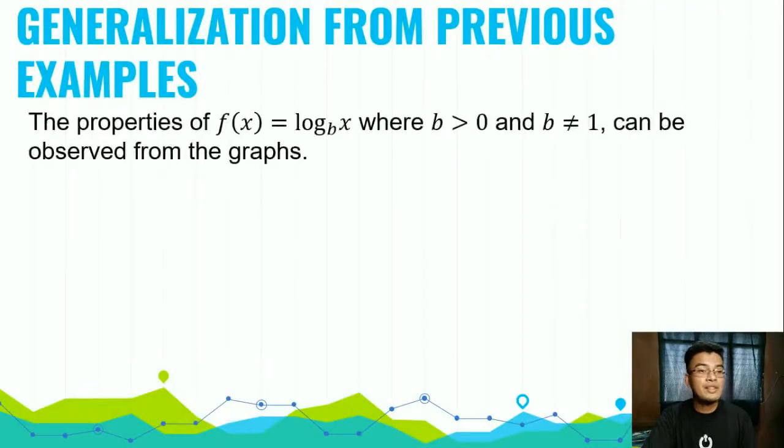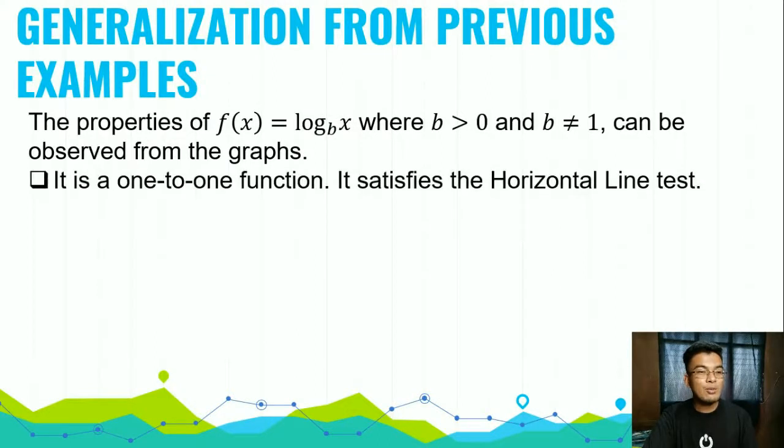The properties of f of x is equal to log base b of x where b is greater than 0 and b is not equal to 1 can be observed from the graphs. It is a one-to-one function. It satisfies the horizontal line test. Both of the graphs, yung unang example natin which is f of x is equal to log base 2 of x, and then yung pangalawang example natin which is f of x is equal to log base 1/2 of x. Parehong one-to-one sila kasi they satisfy the horizontal line test.